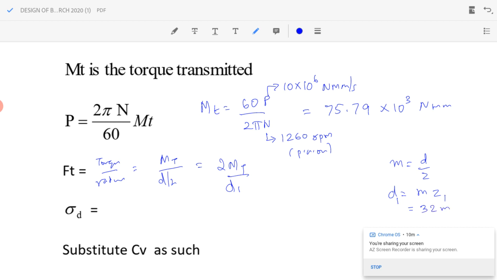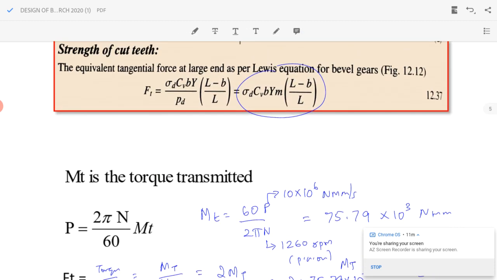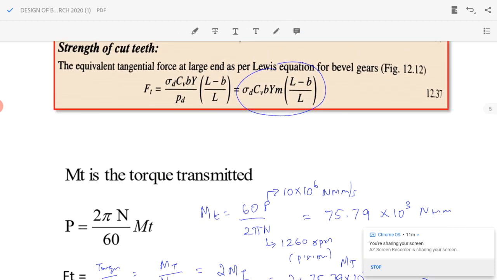So Ft equal to 2 into 75.79 into 10 power 3, that is our Mt, 2 Mt divided by d1. D1 equal to 32 m. So I will get Ft in terms of module, 4736 divided by m. Now we'll see rest values. So I got the left side of this equation. Ft is known. Now I need to get sigma d.